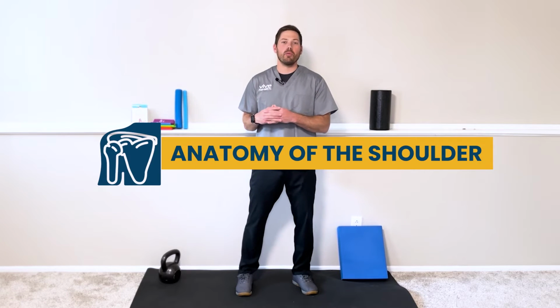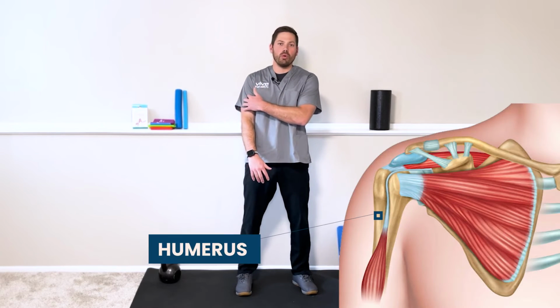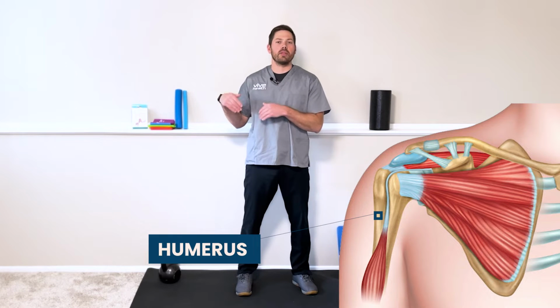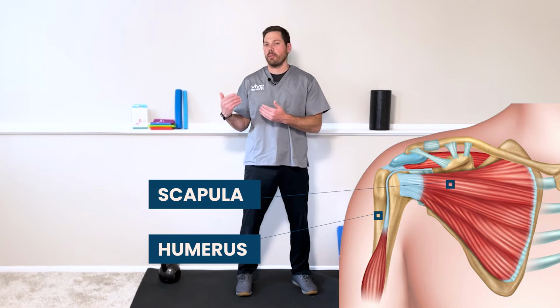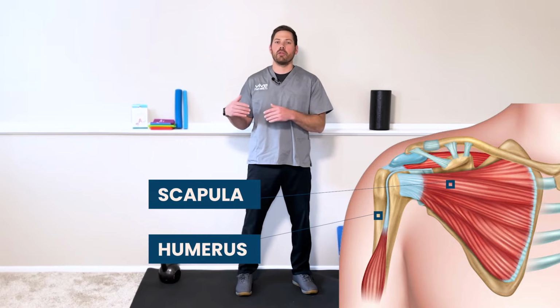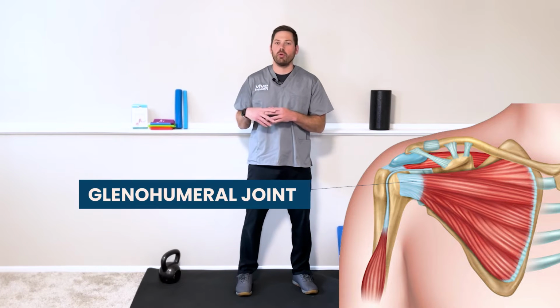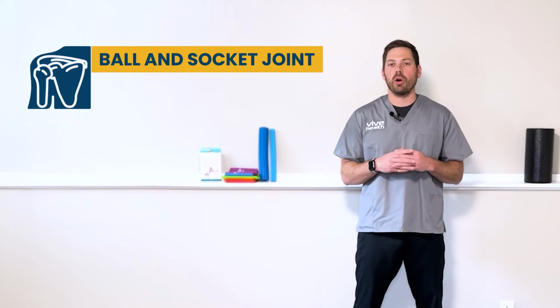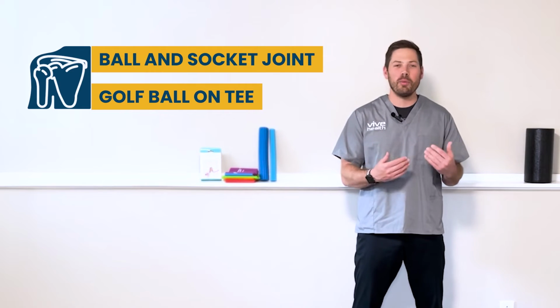So let's talk about some of the anatomy of the shoulder joint. To start, we have the humerus or the arm bone, which articulates with the scapula or the shoulder blade on the backside. The two bones come together to create what's called the glenohumeral joint or the true shoulder joint. This joint is often referred to as a ball and socket joint, or like a golf ball on a tee. So we don't get a whole lot of bony stability from this joint. We get most of the stability actually from the connective tissue and the musculature around the shoulder joint.